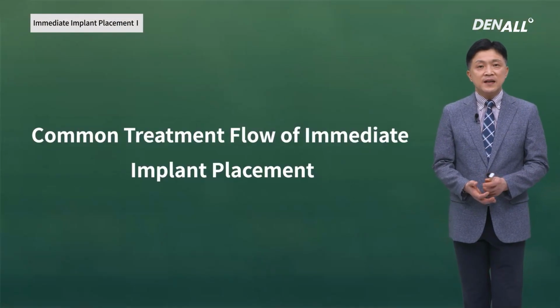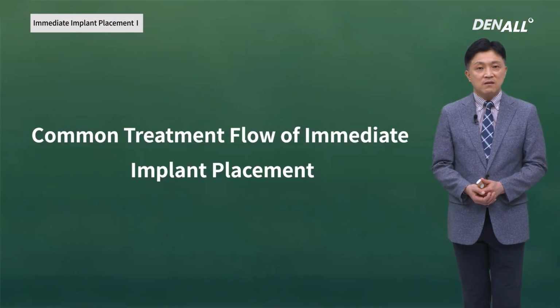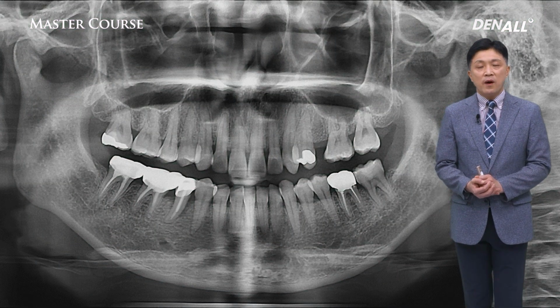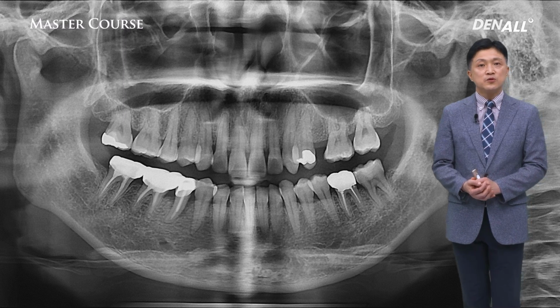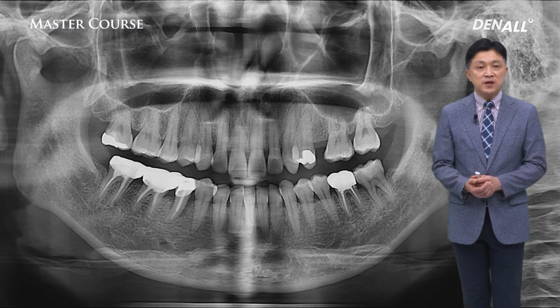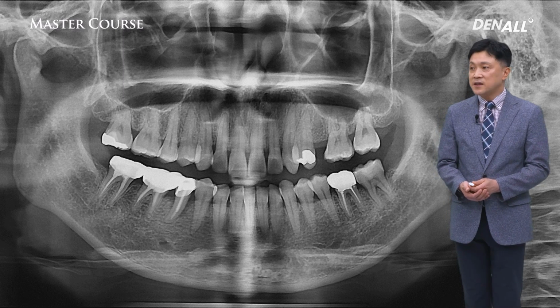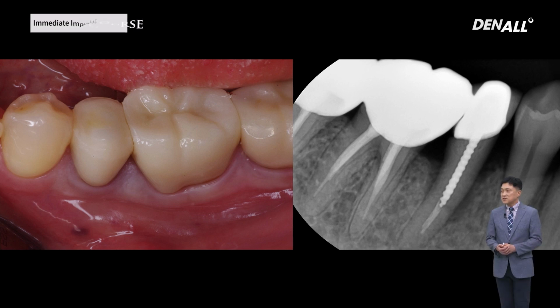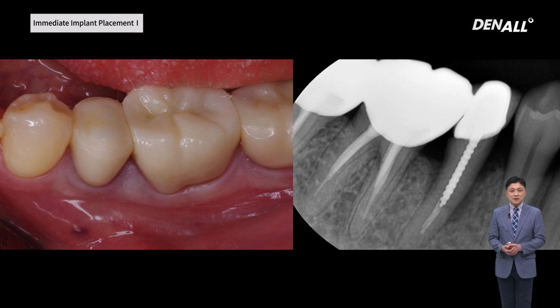Let me show you the general treatment process of immediate implant placement. The patient complained of pain and discomfort in number 35. On the panoramic image, there is a slight translucency here. In the clinical image, a gum boil can be observed. On the standard radiographic image, around the post, there's extensive bone loss. I think this is a root fracture.